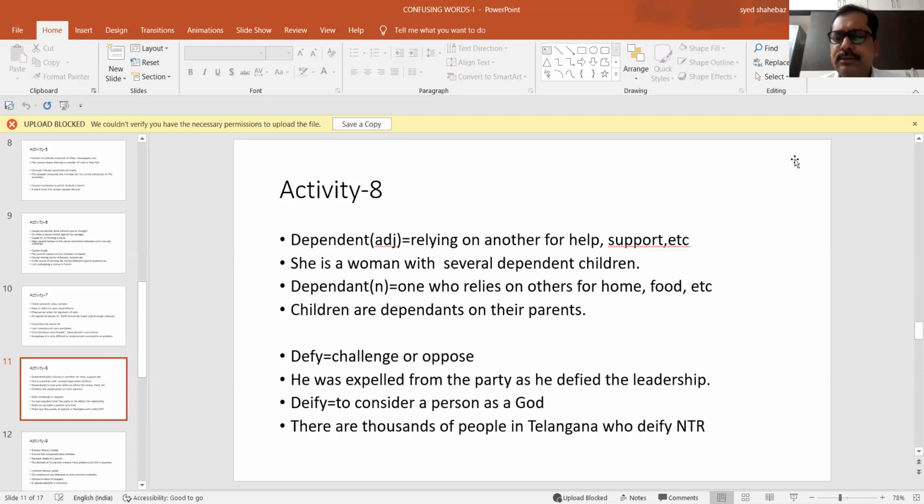The second set of homophones, defy. Defy means challenge or oppose. He was expelled from the party as he defied the leadership.